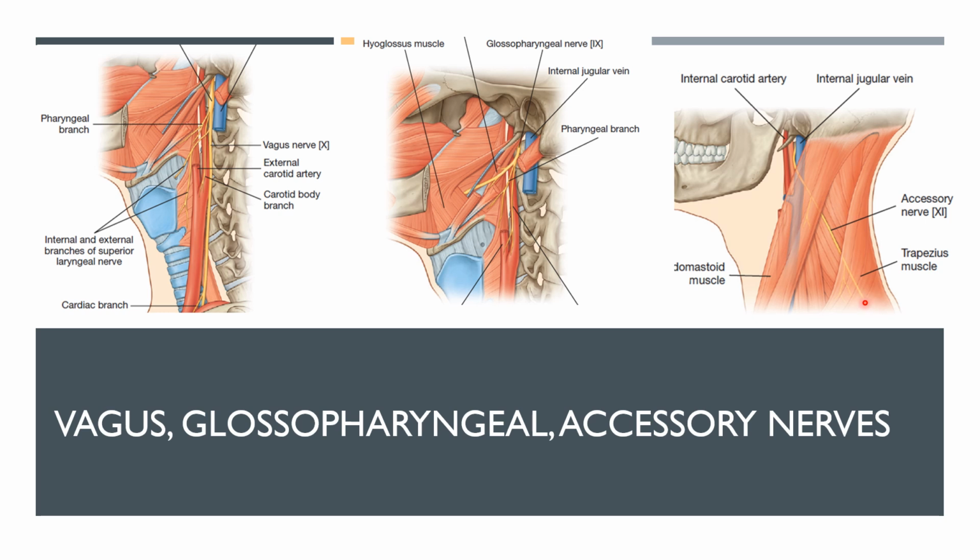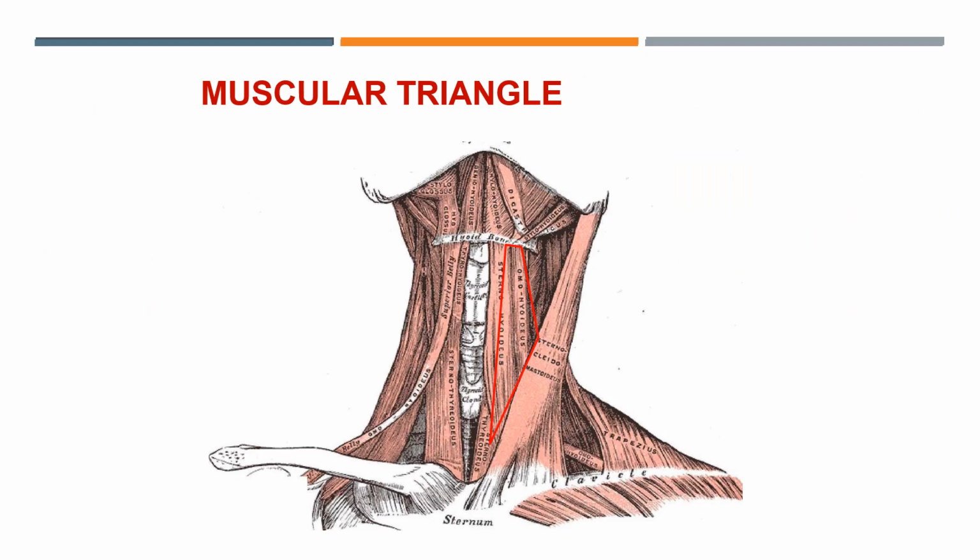Okay, it goes backward to supply the sternocleidomastoid muscle and trapezius muscle. Okay, let us describe the fourth and the last triangle, which is the muscular triangle.